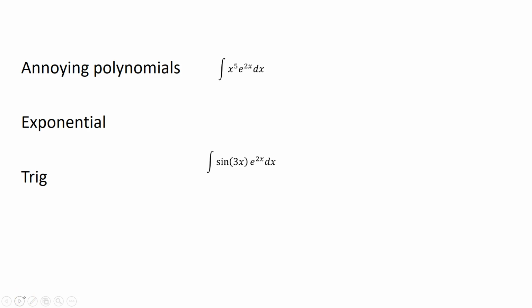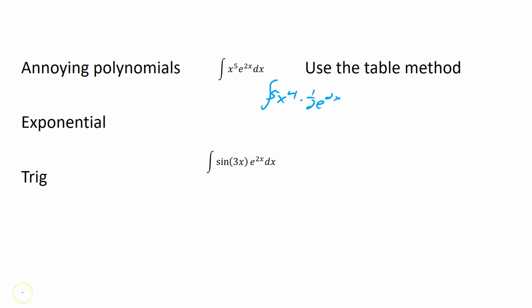So, if you have an annoying polynomial like x to the 5th, remember if you do the integration by parts on this, you're going to have a 5x to the 4th and then like a 1/2 e to the 2x in your integration part when you do integration by parts. And so you're going to have to do parts again. You're going to have to get this 4 whittled down to a 3, a 2, a 1, a 0. So if you see something like this, I'm going to encourage you guys to watch the video I have on the table method, and you're going to use that. Because it's going to be a lot faster than having to do integration by parts 5 times. So you're going to tear your hair out.